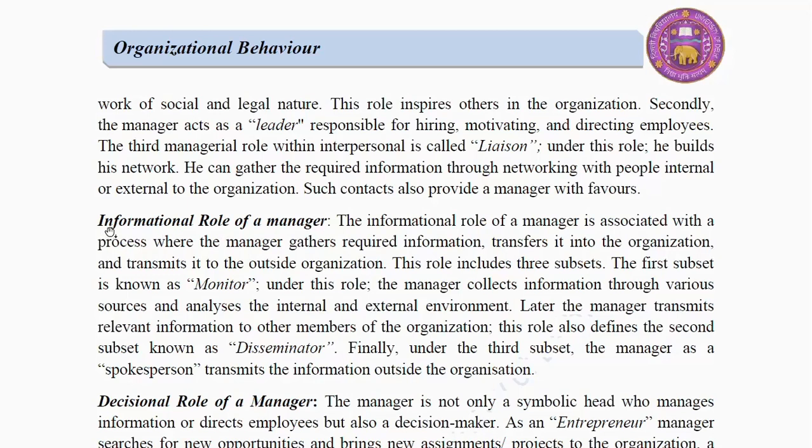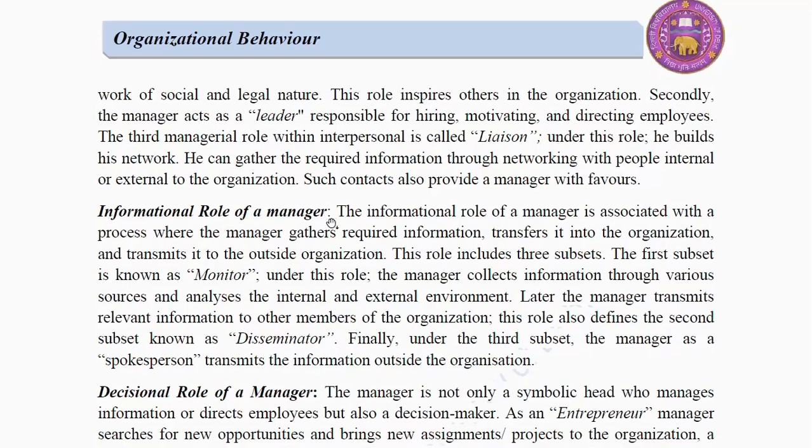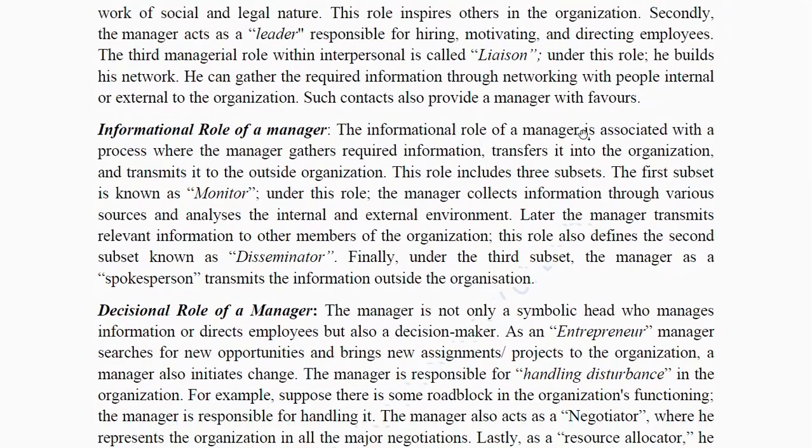Number 2, informational role of manager. The informational role of manager is associated with the process where the manager gathers information, transfers it into the organization, and transmits it to the outside organization. This role includes 3 subsets.